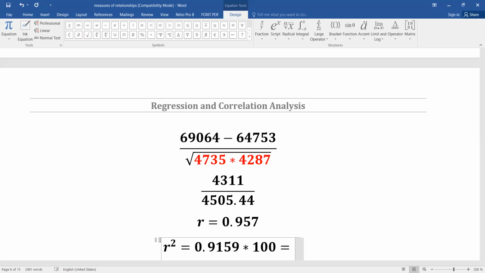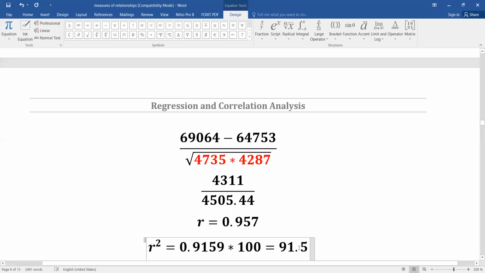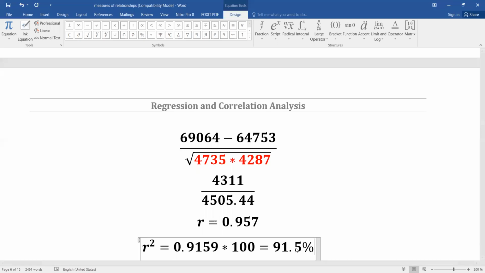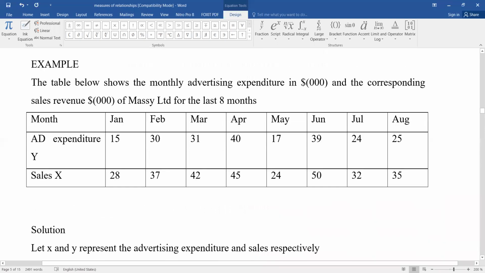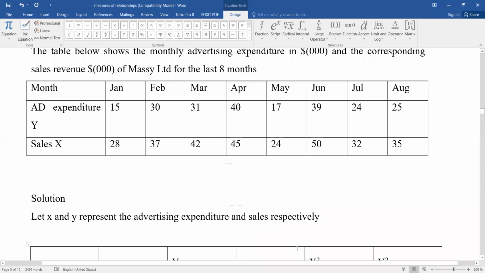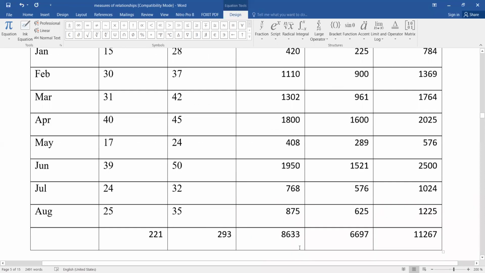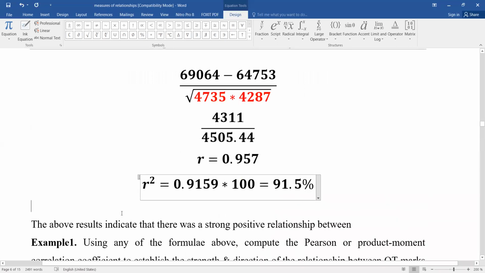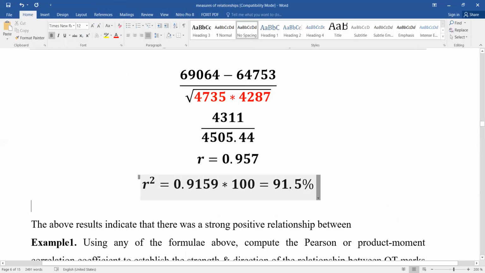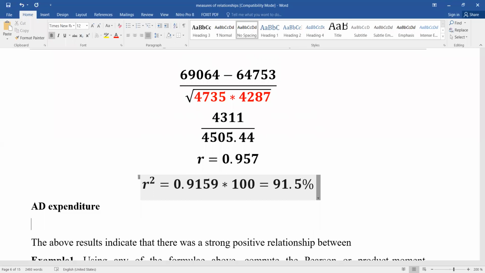So you have 91.5%. So how do we explain that? Remember, we had two variables: advert expenditure and sales. We had AD expenditure, and we had the sales.